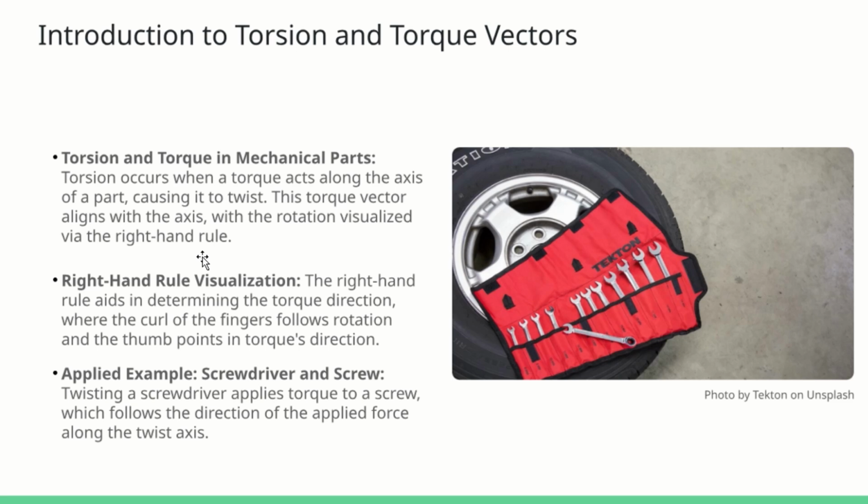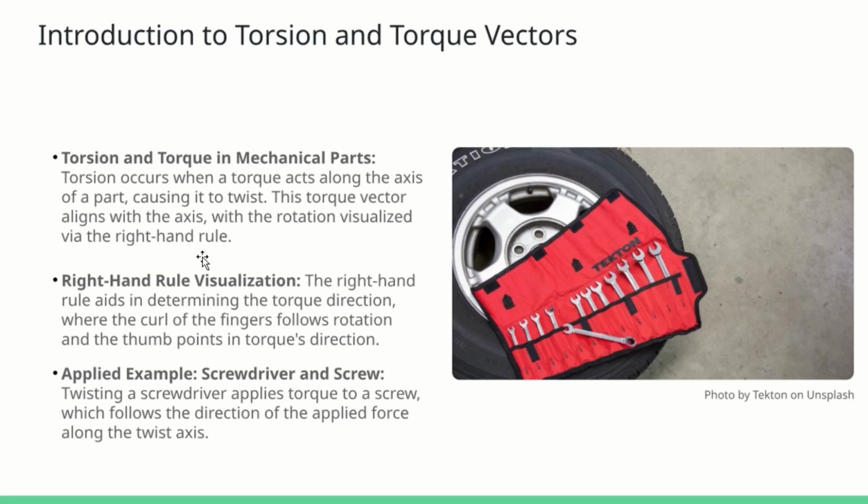So it is measured using the right hand rule. You see your right hand. The right hand rule is used in determining the torque direction, where the curl of the fingers follows the rotation, and the thumb points in the torque direction. So it is a standard. People want to make it a standard.